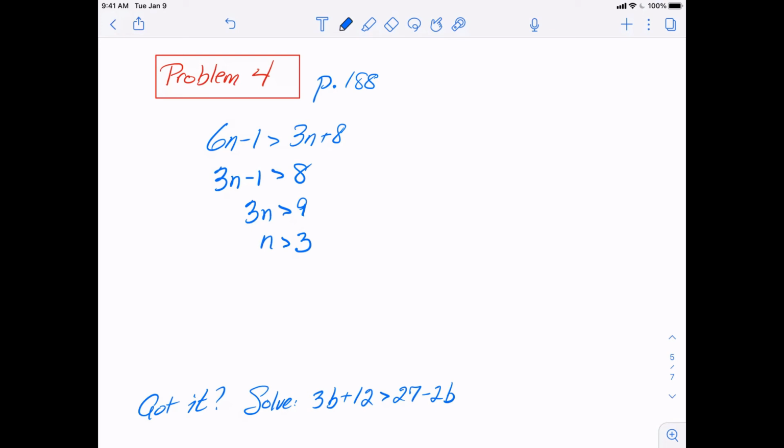And we can check this really quickly. 6 times 3 minus 1 is equal to 3 times 3 plus 8. So this is 18 minus 1 is equal to 9 plus 8. And that is correct. Both sides equal 17.